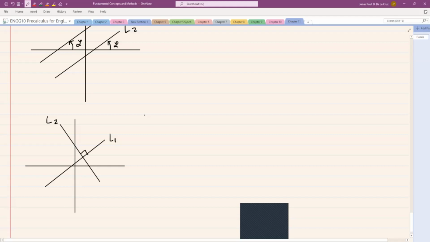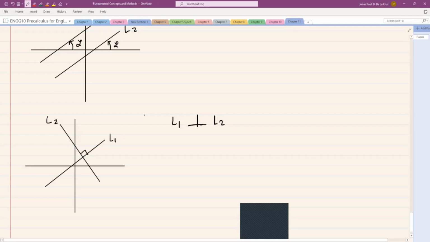So these are normal lines. So line 1 is perpendicular to L2. Sometimes, ang ano natin dito, normal. L1 is normal to L2. Okay, normal. Ang ano naman natin dito, L1 is perpendicular to L2. Okay. L1 is perpendicular to L2.